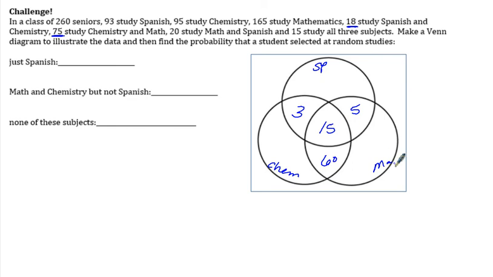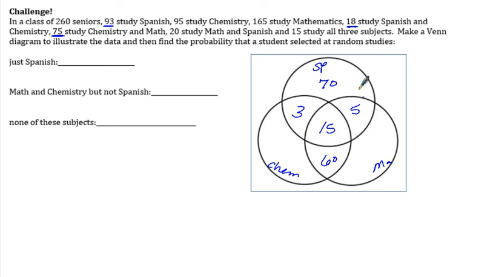Now let's keep going out even further. If 93 kids study Spanish, this whole circle of Spanish includes 93 kids. So the kids that only take Spanish and not anything else is 70. So this whole circle has to have 93 kids in it. It already had 23 kids in it. So you have 70 left that only take Spanish and neither of the other 2 subjects.